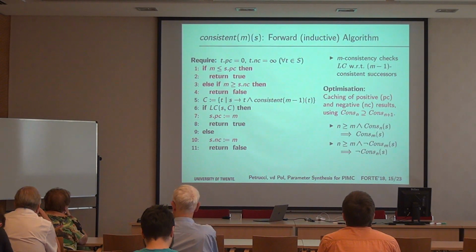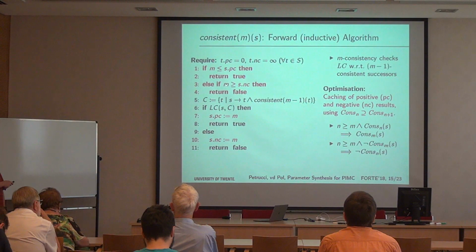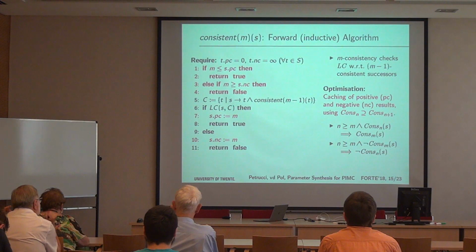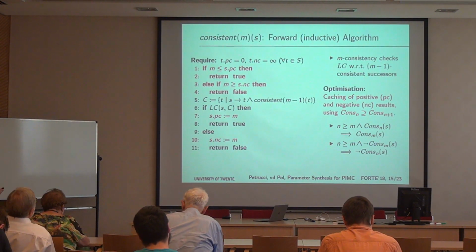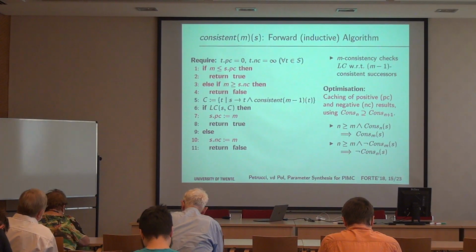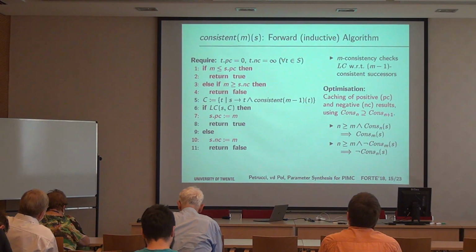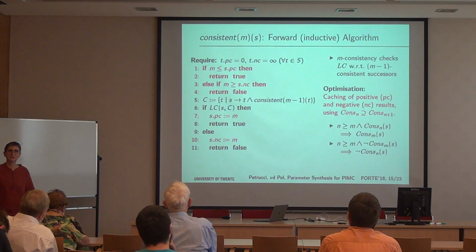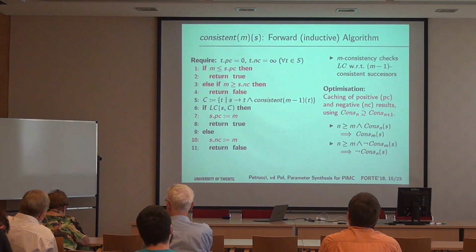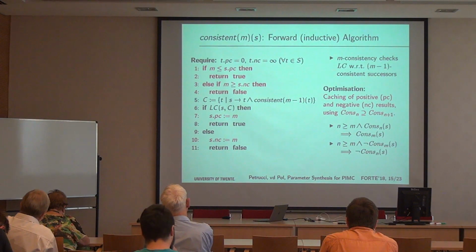And we use two things. So there is this optimization where we have some caching, this PC and NC, so it's positive and negative results that are recorded. And so we would say that these positive results say, okay, I know that for some level, the consistency is proved, and the negative results would say that at some level, the non-consistency has been obtained.